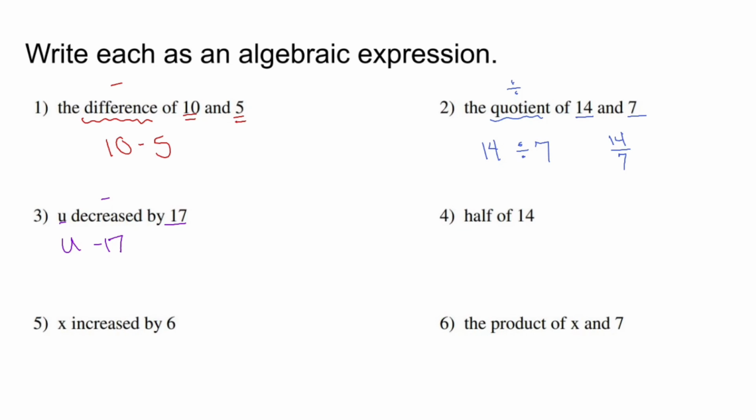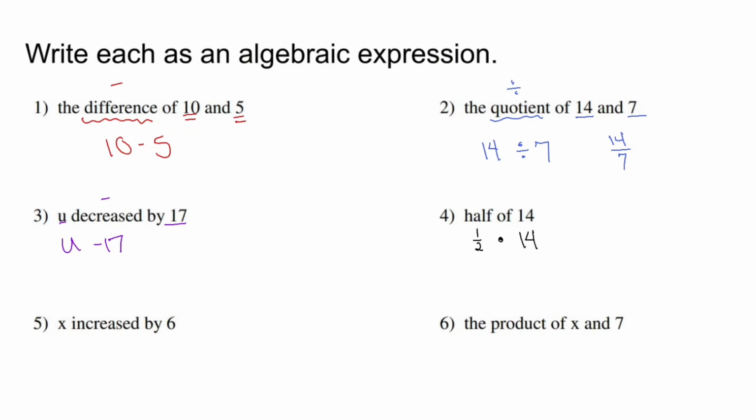Huh? 3 more, halfway done. Half of 14 is literally going to be 1/2. Now, whenever you have like half of something, a third of something, whatever, that of means times. So half of 14 is half times 14, like that.